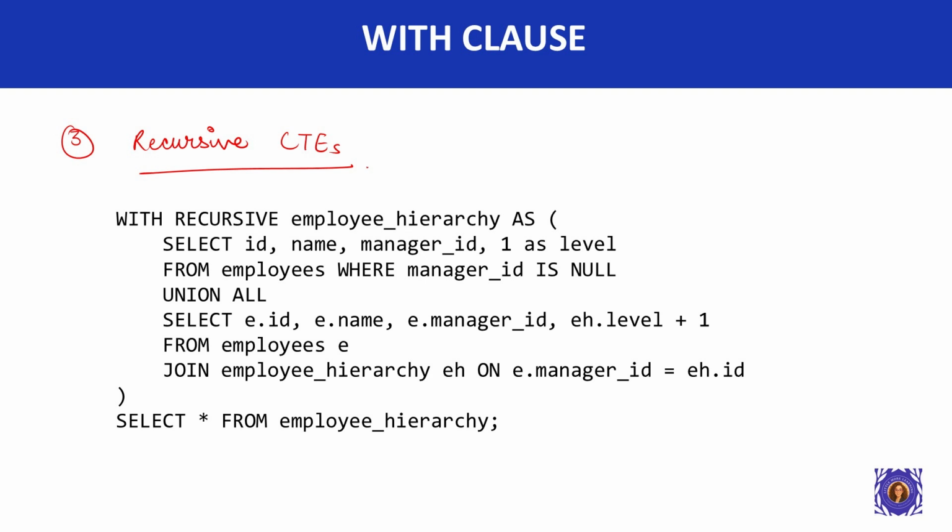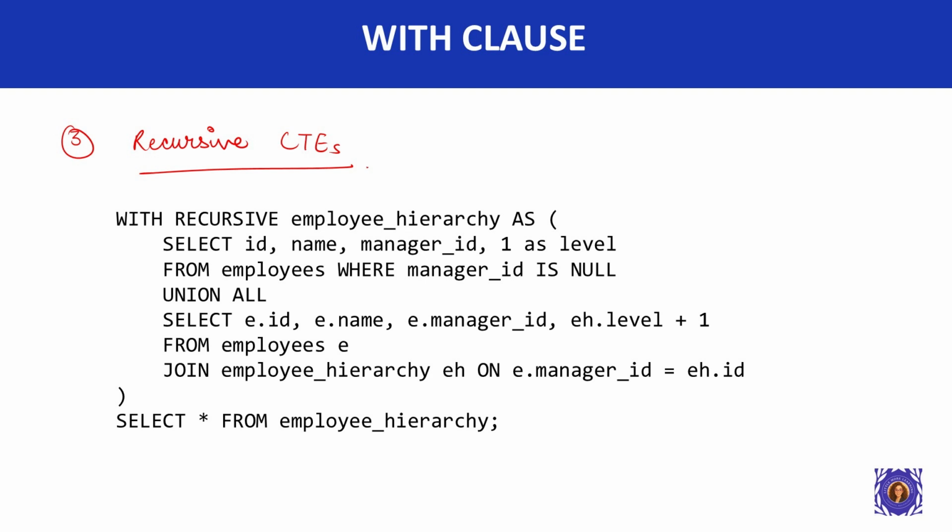The anchor is the first select statement. We're finding all employees where manager_ID is null. These are the top-level managers, the CEOs. We give them level 1. The recursive part is the second select. Here's where the magic happens.